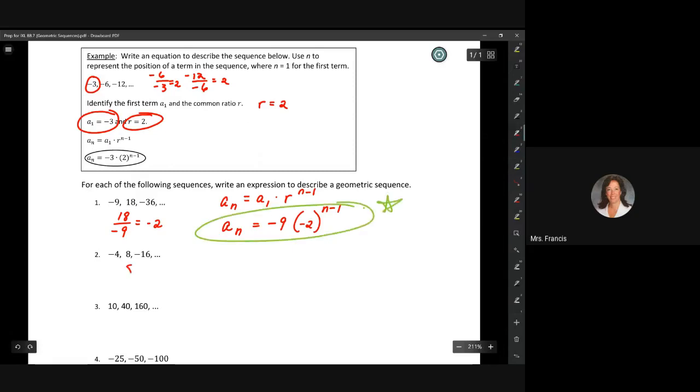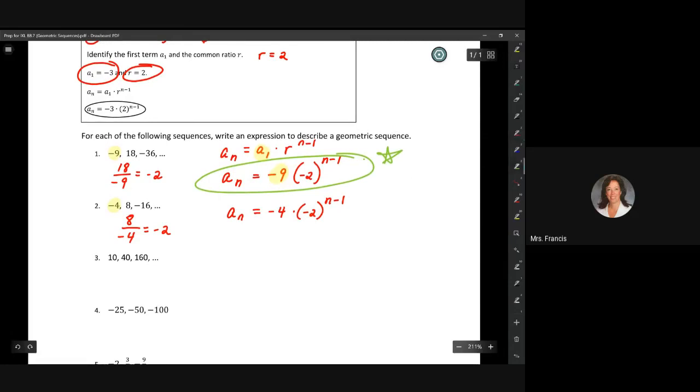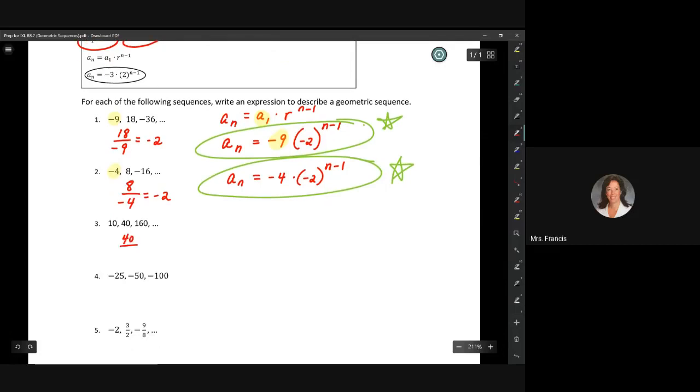With the next one, we find the common ratio first. We get -2. And of course, it's always easy to identify the value of the first term. So we're going to do a sub n equals the value of the first term times the common ratio raised to the n minus 1 power. That's it for that one. Find the common ratio. We get 4. So the value of the nth term is equal to the value of the first term times the common ratio raised to the n minus 1 power.